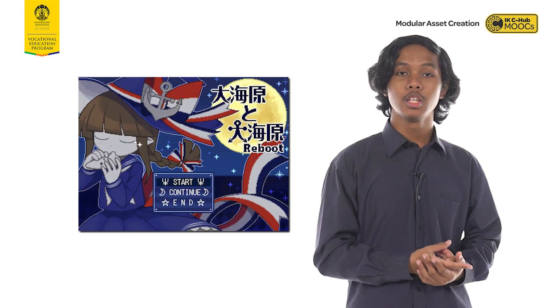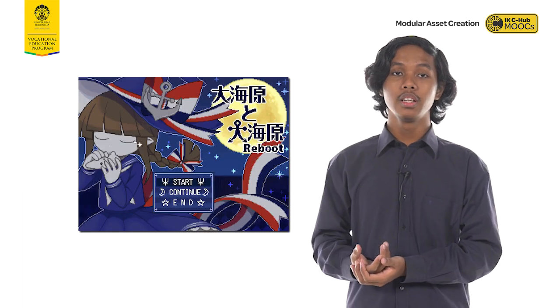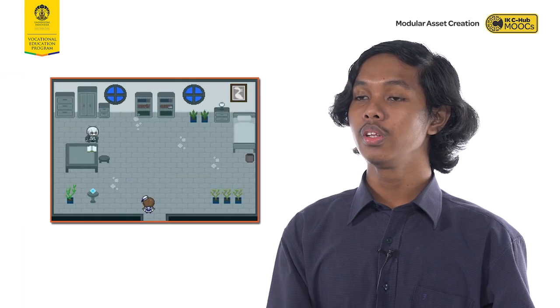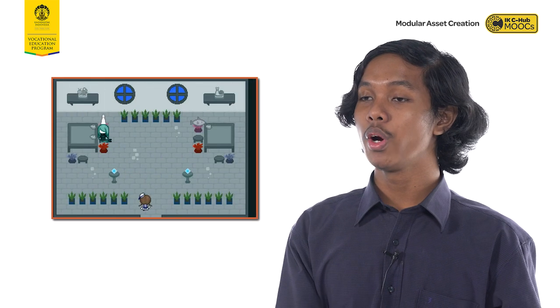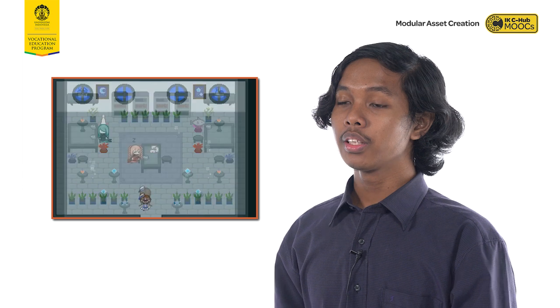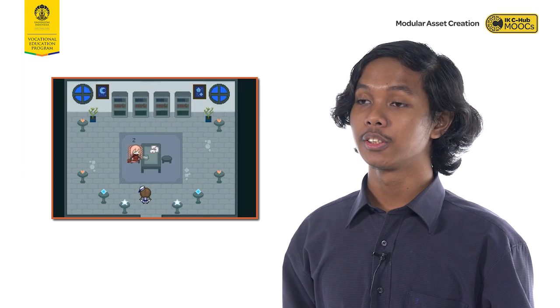Simple fix, big difference. A great example of smart modular asset use is Modular and the Great Blue Sea. The game uses things like windows, plants, and furniture, but arranges them in different ways for each scene, making the world feel both consistent and fresh.